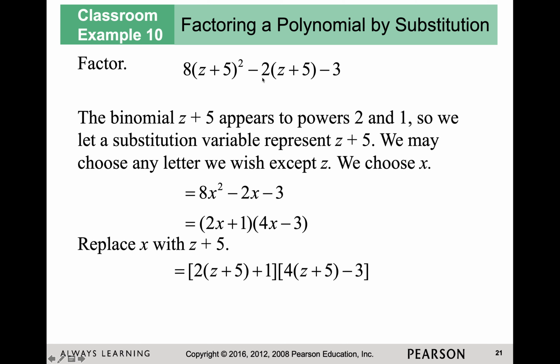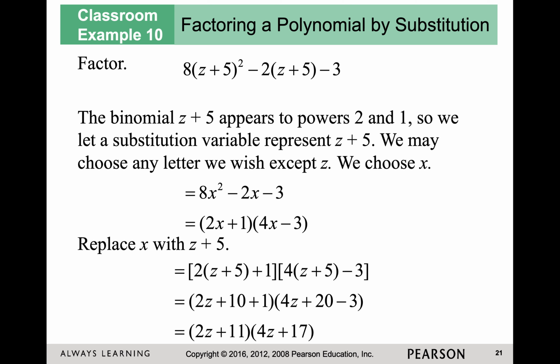And what are the factors of negative 24? Well, it's negative 6 and positive 4. So I'm going to factor by grouping and get that down there, but it just keeps you from having to look at that z plus 5 in an equation, which can be confusing.